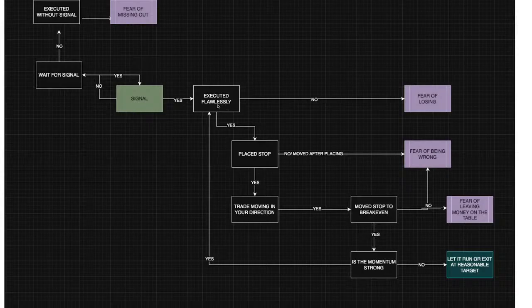Once you've executed flawlessly, there can be two ways. The first thing that you need to do is place a stop loss. If you did not place this stop loss, you have a fear of being wrong. You took the trade, which was on a signal, but you did not place the stop loss. That means while you were able to execute flawlessly, you have a fear of being wrong and you're not able to put a stop loss.